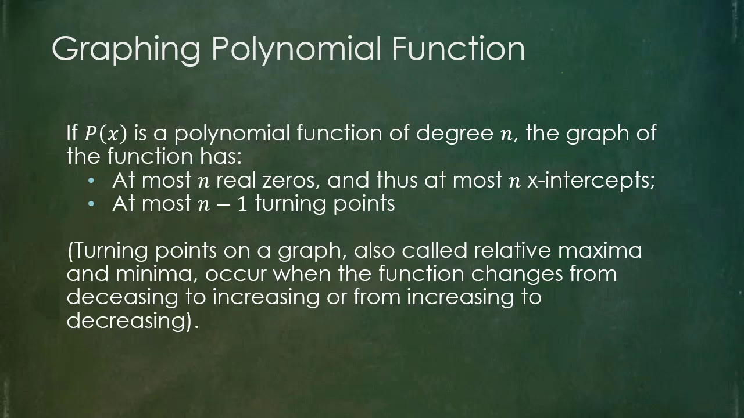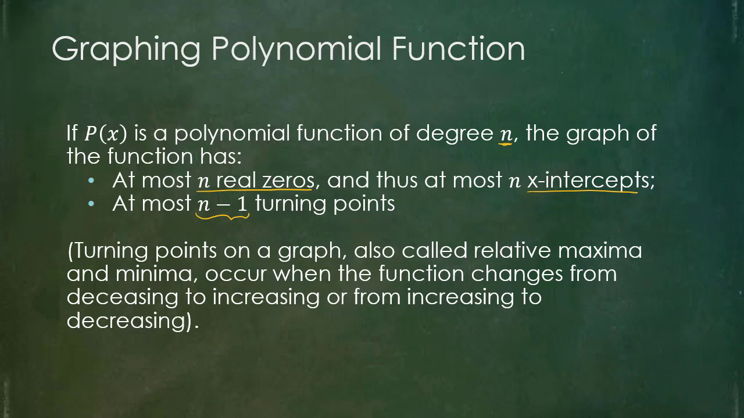So some things that we need to take into account when it comes to creating graphs of polynomial functions is if we first can identify what the degree is. In this case, we'll just call it the value n. Our function, when it comes to the graph of it, will have at most n real zeros, in other words, x-intercepts. And then we'll have at most n minus 1 turning points. So if the degree was 5, it would have at most 4 turning points.